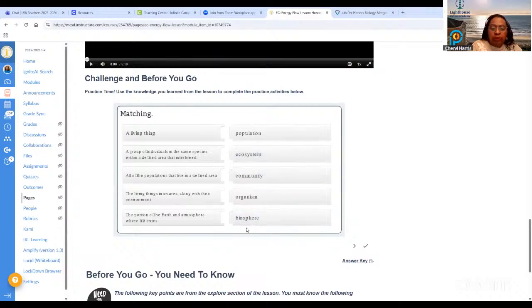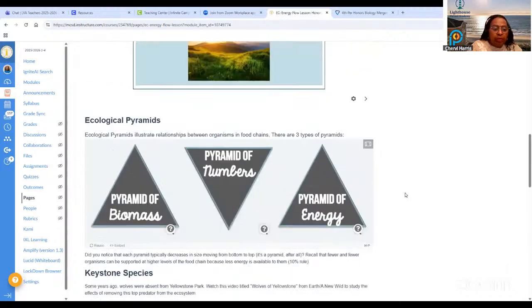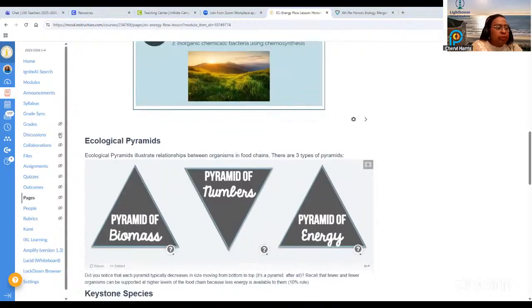All right, so we went through this yesterday, who's who and what's what as far as the organization of the environment is concerned. So make sure you take a look at that. We talked about the fact that there's an energy pyramid.